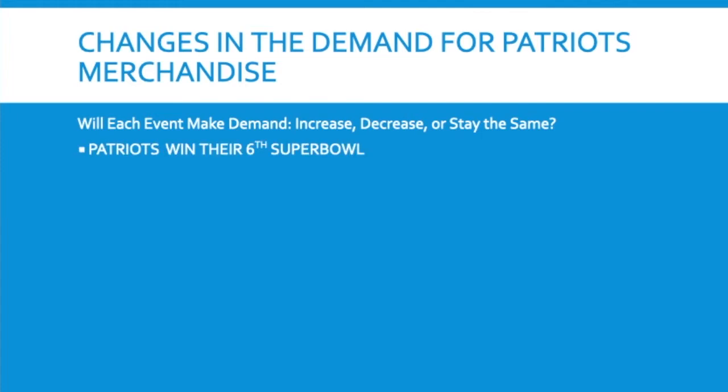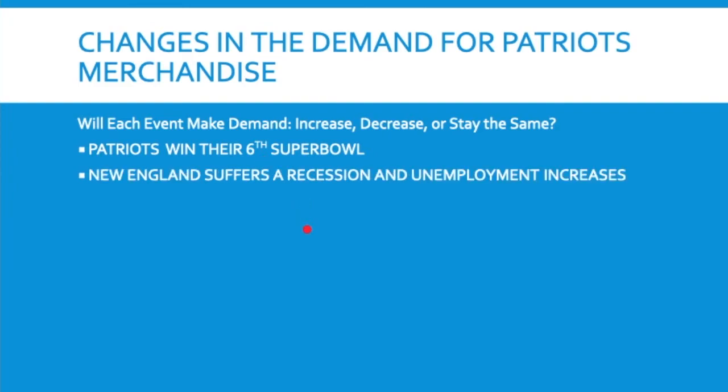So for each of these events, the Patriots win their 6th Super Bowl. Is that going to cause an increase, a decrease, or stay the same? So an increase will move to the right, a decrease will move to the left, and staying the same obviously stays where it is. If New England suffers a recession and unemployment increases, would people buy more or less Patriots gear? Would that cause an increase in demand for Patriots merchandise, a decrease in demand, or would it stay the same? There's a sale on all Patriots gear, 50% off. So half off on all Patriots merchandise. Would that make demand increase, decrease, or stay the same?